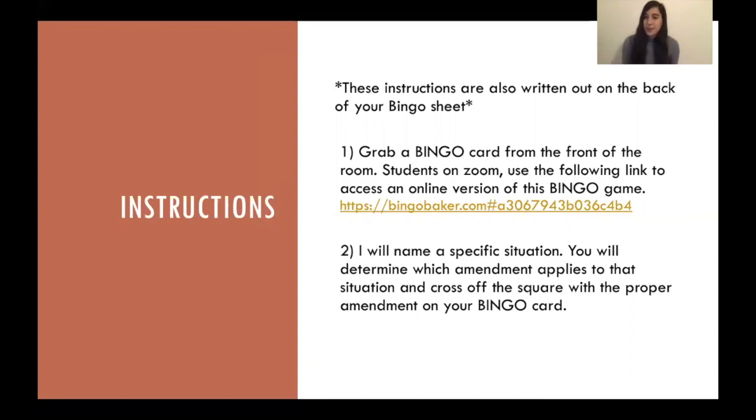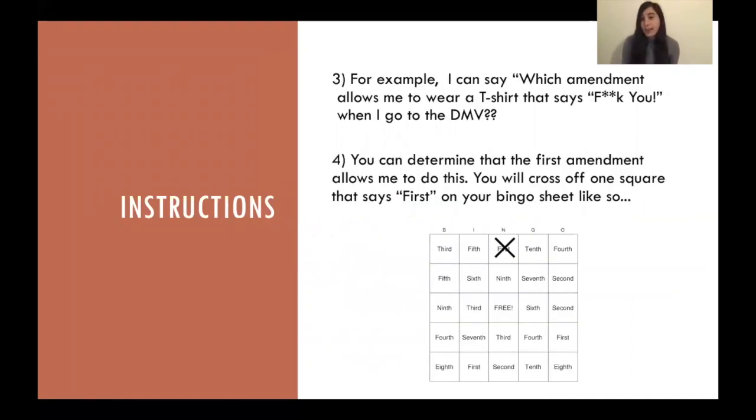All right, so for this bingo game, I'm going to name a specific situation. You're going to determine which amendment applies to that situation and then cross off the square with the proper amendment on your bingo card. So for example, I can say, which amendment allows me to wear a t-shirt that says F you when I go to the DMV? And then you will determine that the first amendment allows me to do this because of freedom of speech. You will cross off the square that says first on your bingo sheet, like so.